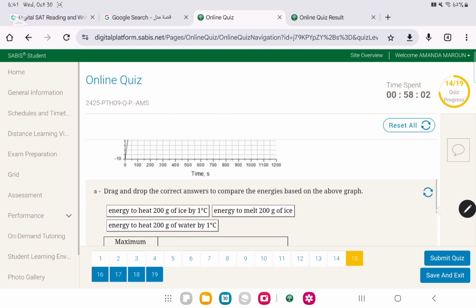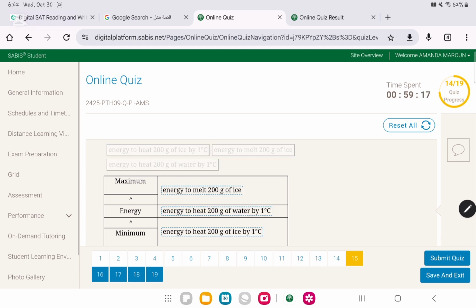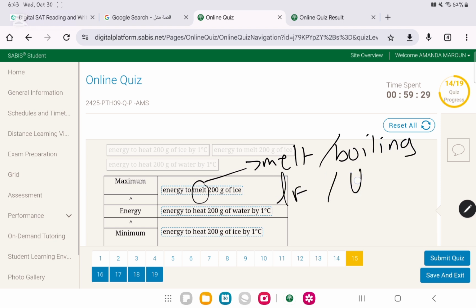They told us drag and drop the correct answers to compare the energies based on the above graph. Okay, so this is something really technical. I'm going to put them in order, and then I will explain each one why. So here we have the energy to melt 200 grams of ice. If it is melting or boiling, or they tell you LF or LV, that means the latent heat of fusion or the latent heat of vaporization.